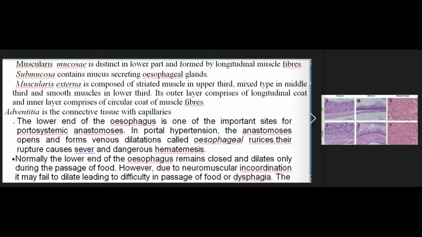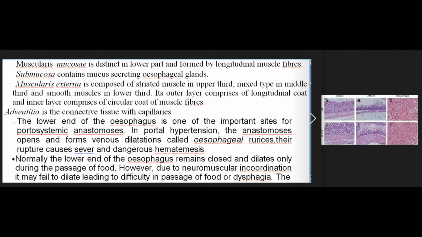The lower end of the esophagus is one of the important sites for portosystemic anastomoses. In portal hypertension, the anastomosis opens and forms venous dilatations called esophageal varices. Their rupture causes severe and dangerous hematemesis.